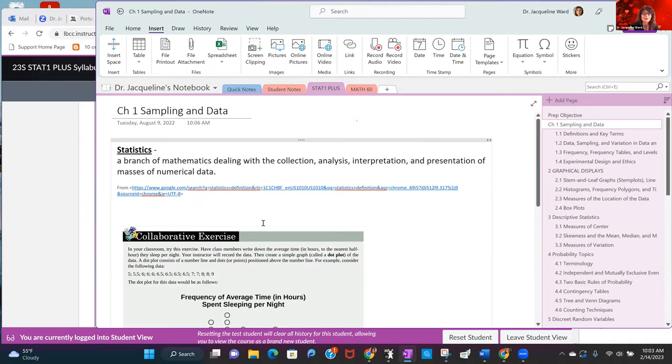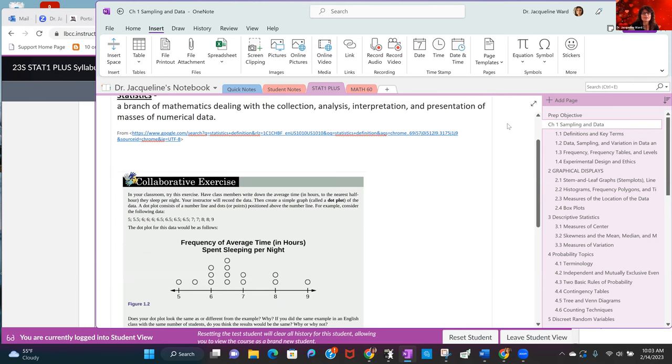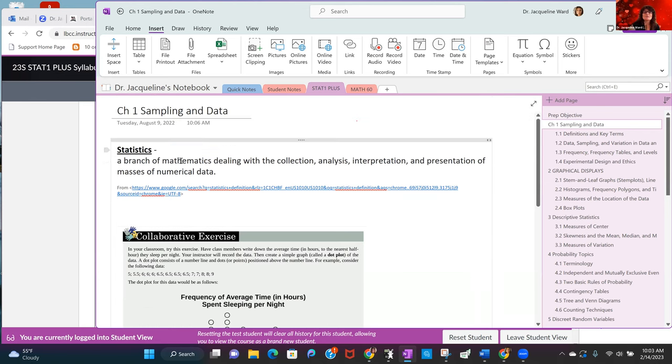So we are now officially starting the stats material. And chapter one, we start out on sampling and data. That's what chapter one is about. So first, just to get an idea of what statistics is, and there are several different definitions out there. This one's fine. A branch of mathematics dealing with the collection, analysis, interpretation, and presentation of masses of numerical data. Okay, so basically, it's the field where we collect, analyze, and interpret all of the stuff with data.